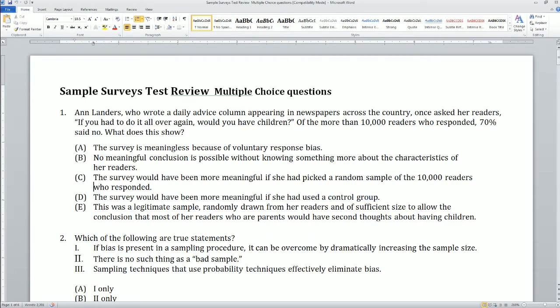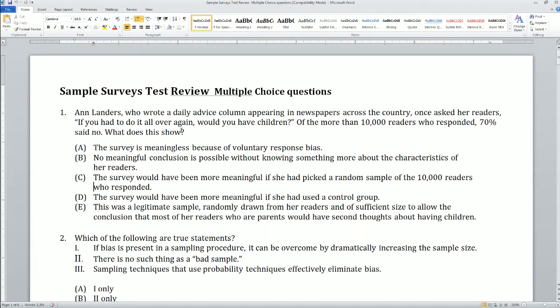E? Say that again. Is it E? Why do you say E? Because it was 10,000 of her readers who responded. Okay. It's her readers, correct? Yeah. What is the question that is asked? What does this show? Okay. No.